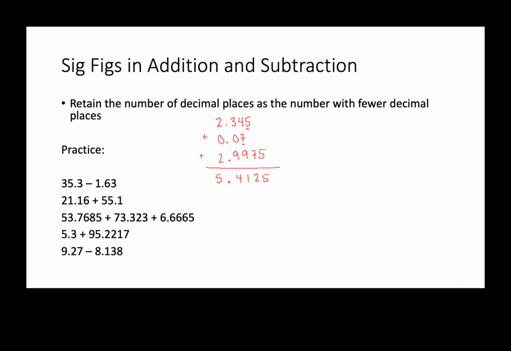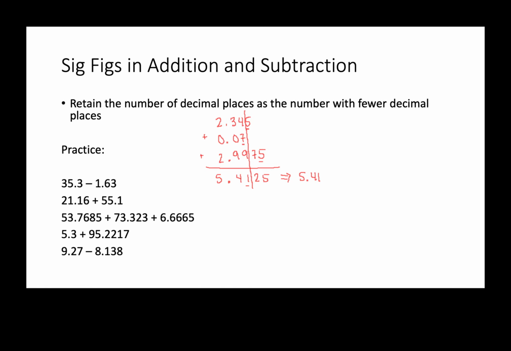In our first number, we have 3 places past the decimal. In this number, we have 4 places past the decimal. So since the 0.07 is the fewest, we're just going to draw our line straight down, and our answer is only going to go 2 spaces past the decimal, just like our number with the fewest number of decimal places. So that is going to make our final answer round to 5.41. And that'll be our final answer for that one.